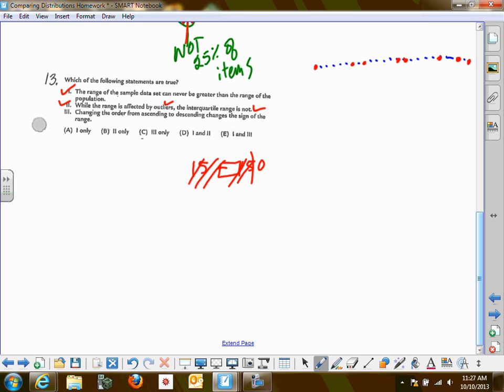Number 3: changing the order from ascending to descending changes the sign of the range. Range does not have a sign. Range is a distance. It doesn't have a direction like a negative sign. Range is always represented by a positive number, so you cannot change the sign if it doesn't have a sign. So what's our answer then? D, 1 and 2. Yes. But it would only affect it if you took the outlier out of the equation, or you added it to the equation.